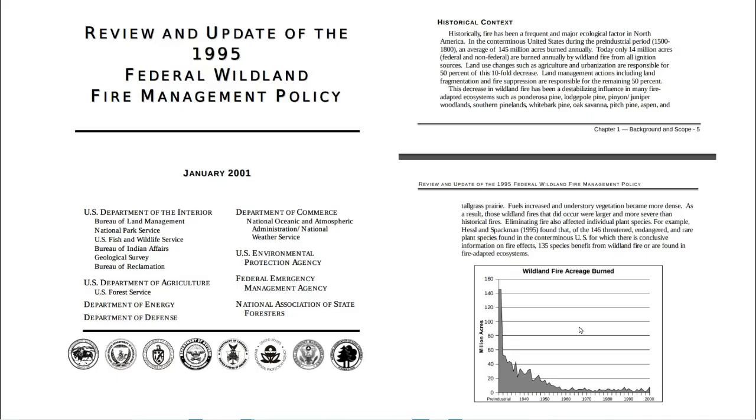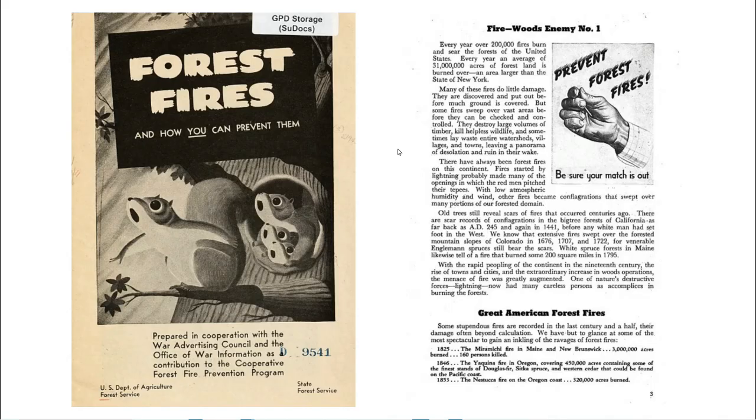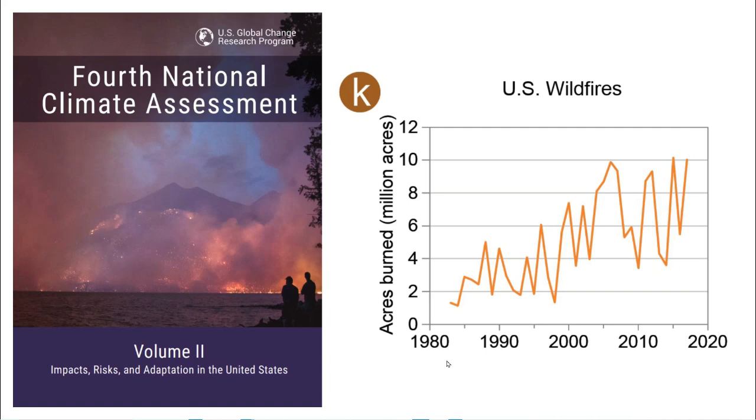Burn acreage in the United States is down more than 90% since pre-industrial times, when carbon dioxide levels were below 300 parts per million. Burn acreage is also down more than 80% since the 1930s. This 1945 pamphlet from the U.S. Forest Service said, "Every year more than 200,000 fires burn and sear the forests of the United States. Every year an average of 31 million acres of forest land is burned over, an area larger than the state of New York."